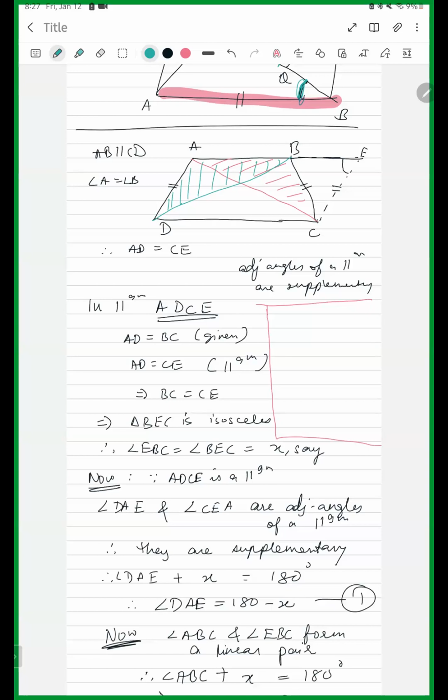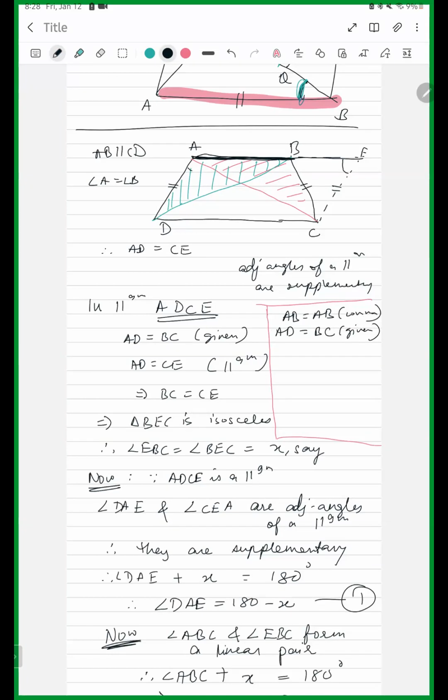Okay, so what do we have here? First of all, this is going to be simple. We know that this side is common. We can clearly see that this side is common. AB is equal to AB, common. Secondly, AD is equal to BC, given.